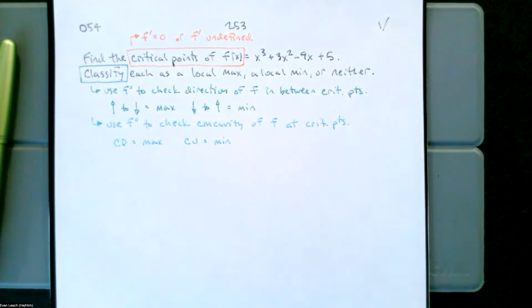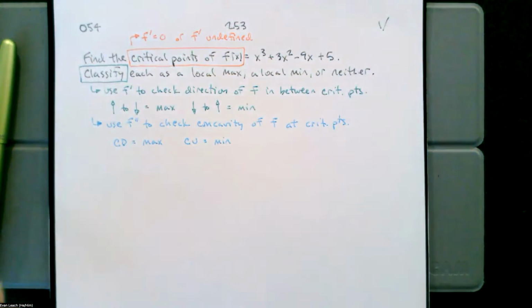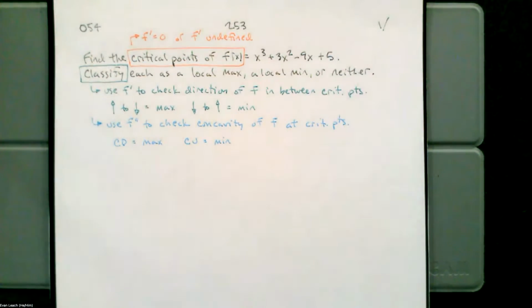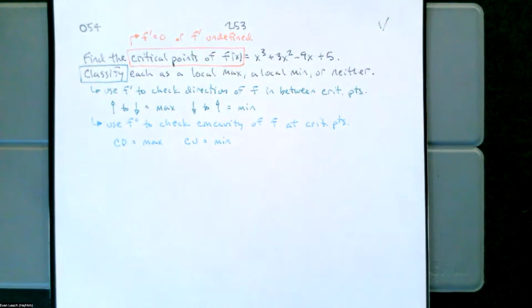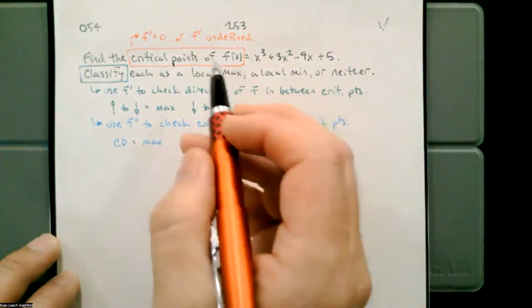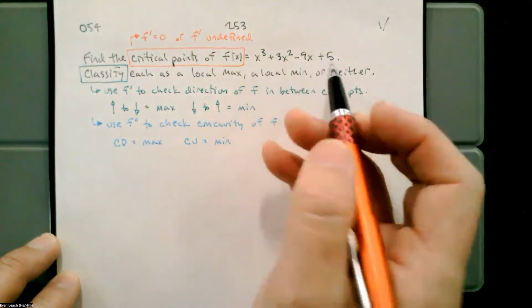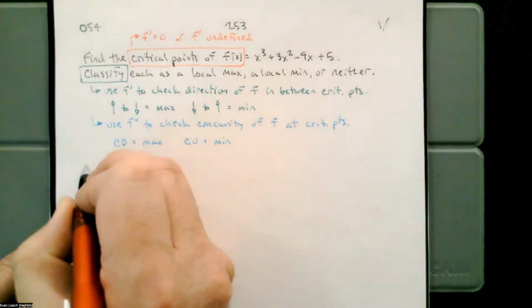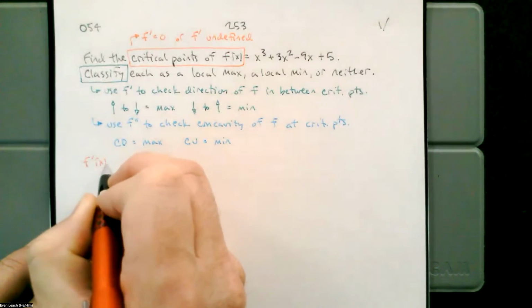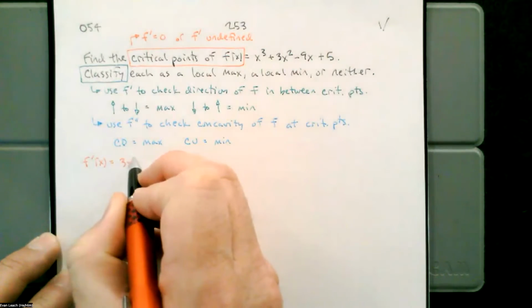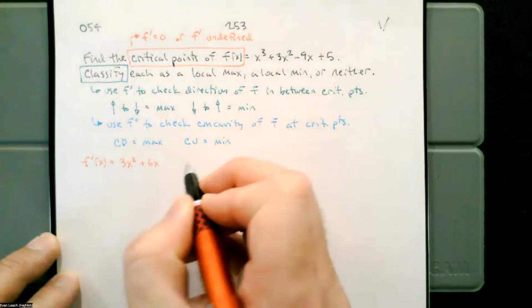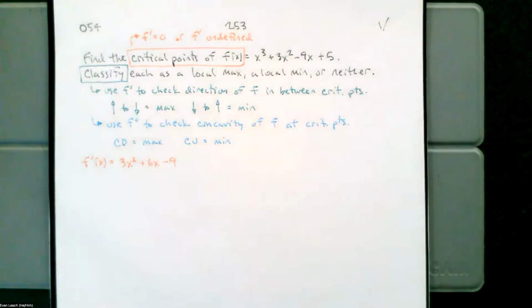So there are a couple of strategies to decide if we have a local maximum or a local minimum. Any questions? So let's go through this problem. Our function is x cubed plus 3x squared minus 9x plus 5. So our derivative, f prime of x, is 3x squared plus 6x minus 9. And to find the critical points, we want to set this equal to 0.